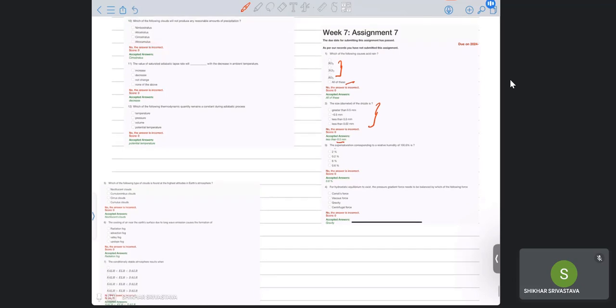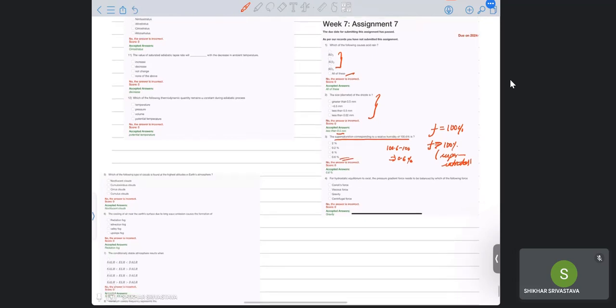Now the supersaturation corresponding to relative humidity of 100.6%. So we know that F is equal to 100%, the parcel is said to be saturated, and if you further cool down the parcel, it will become supersaturated. If F becomes greater than 100%, then we call the parcel supersaturated. So here the humidity is 100.6, so 100.6 minus 100, it is supersaturated by 0.6%. This you must be knowing. For hydrostatic equilibrium, the pressure gradient force is balanced by gravity. So easy.